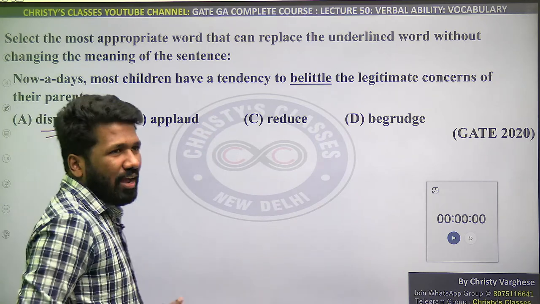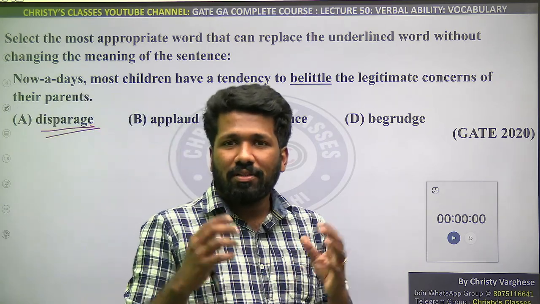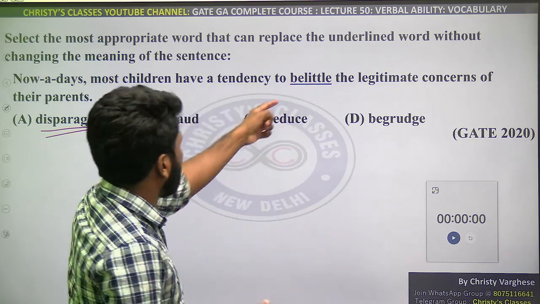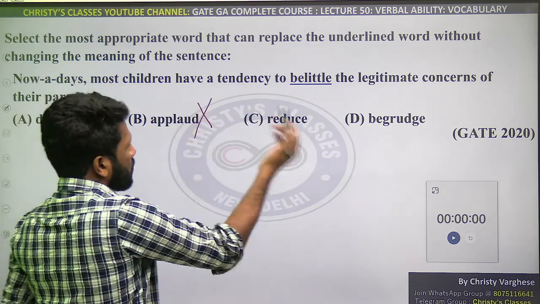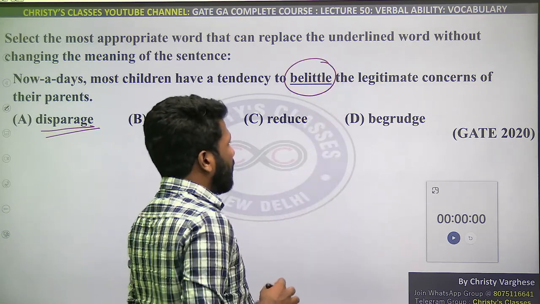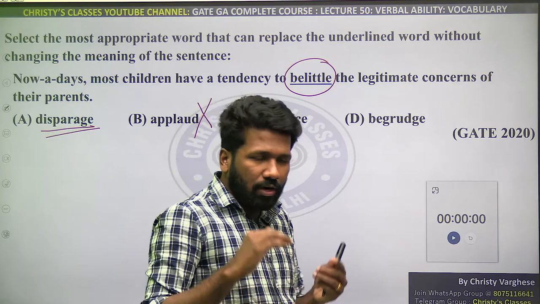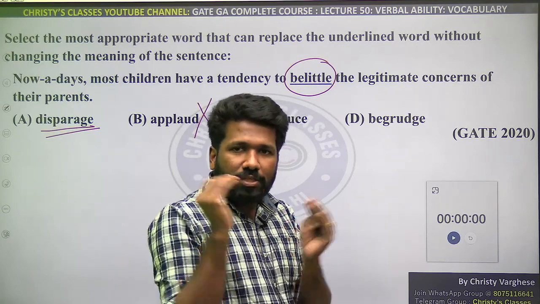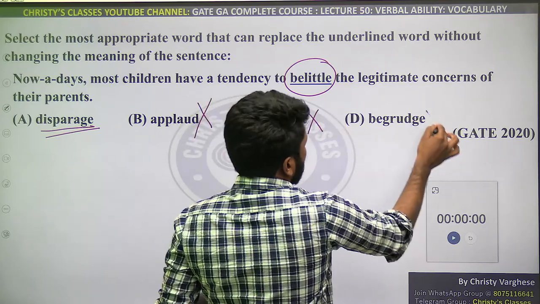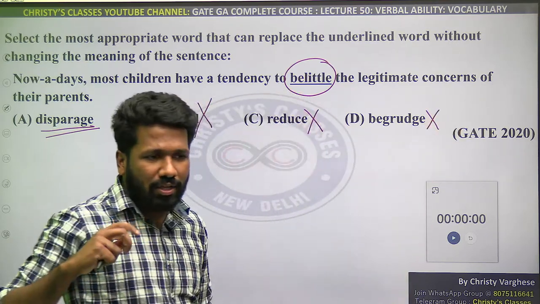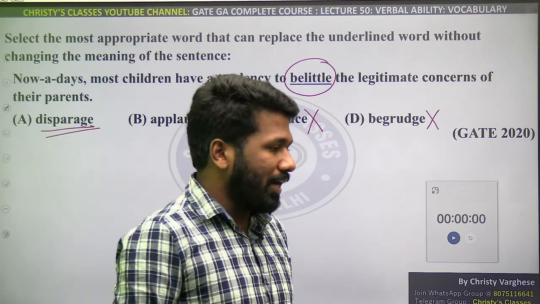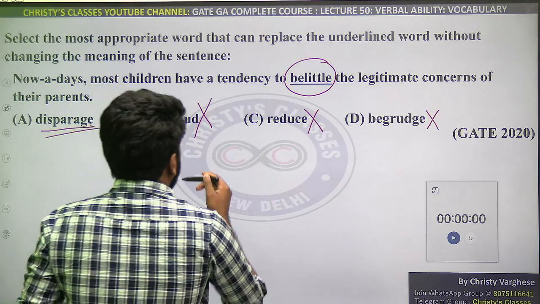Applaud means I congratulate, I think that is very good. That is not the meaning of belittle, na? That is almost like opposite. Reduce also is not exact same meaning. Reduce is also a negative word in this context, like reduce the size or reduce something, but that is not belittle. Begrudge means showing grudge or showing envy to someone. That is not what is needed here.